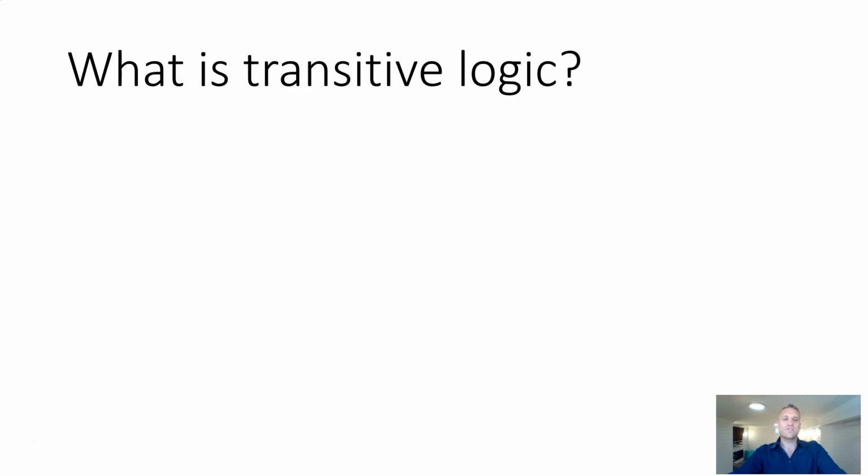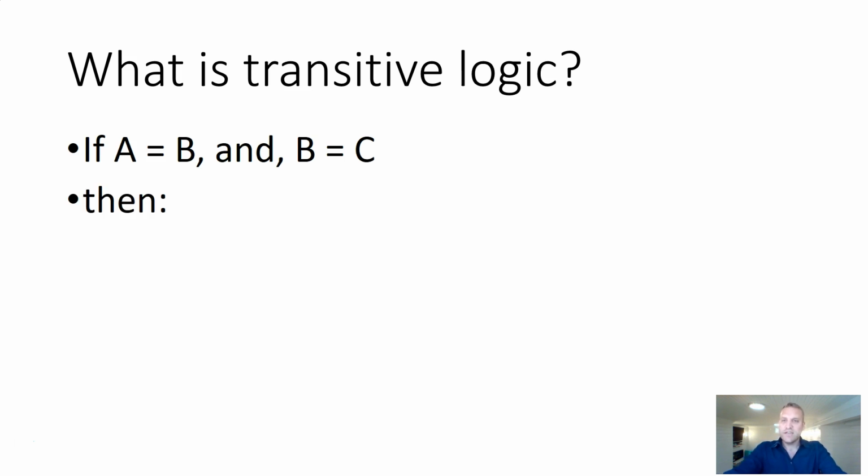What is transitive logic, though? It's really quite simple. If A equals B and B equals C, then what? What's the only thing you can possibly get from these ingredients? Then A equals C. So if A equals B and B equals C, then A equals C. It's a pretty obvious statement, but you can write it down to make it really obvious.